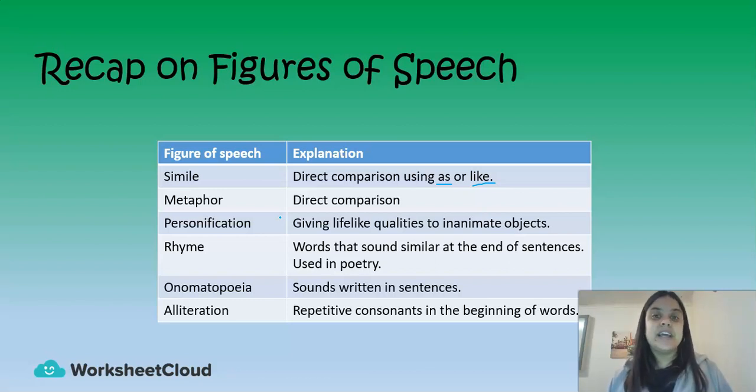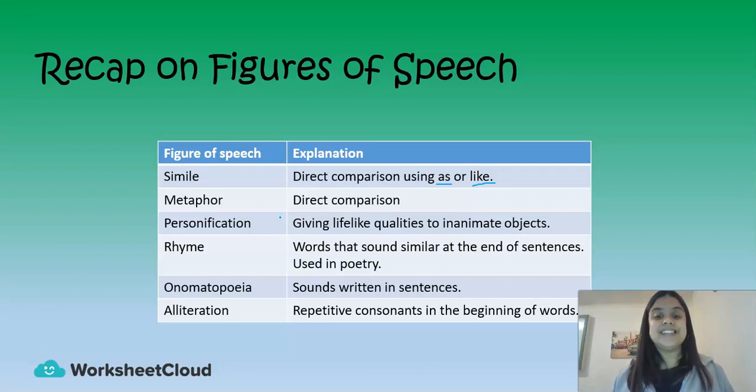If I had to say, the sun smiled on me, I'm actually saying that the sun was warm, it felt good, but by using the word smiled, I am now giving that lifelike quality to the sun. And therefore, it's also known as personification.